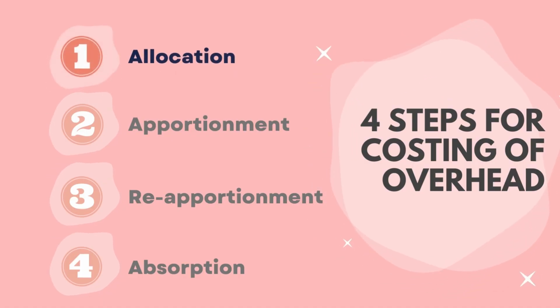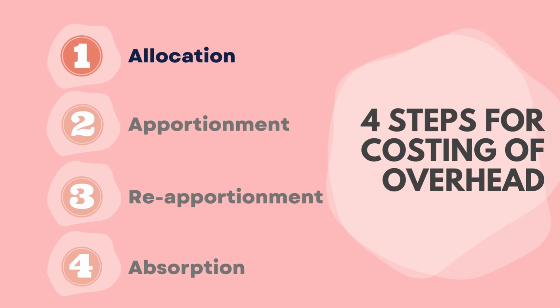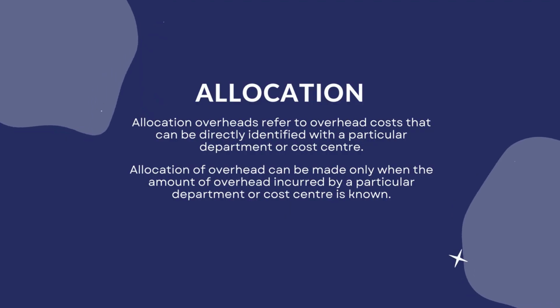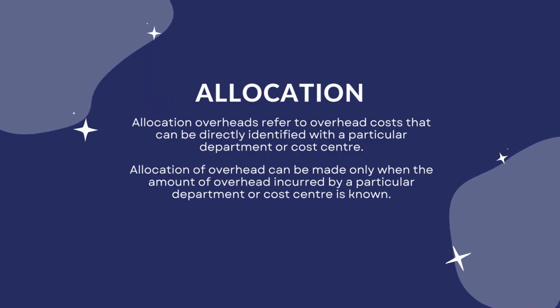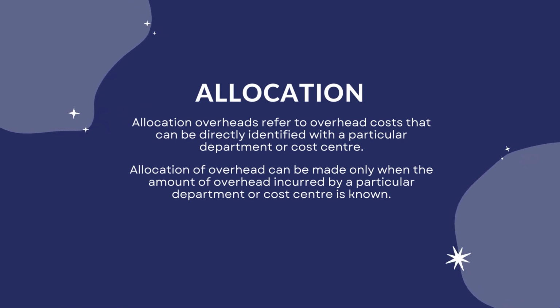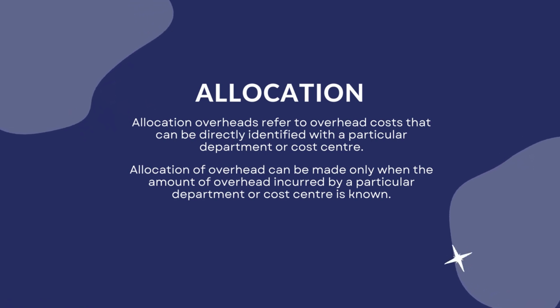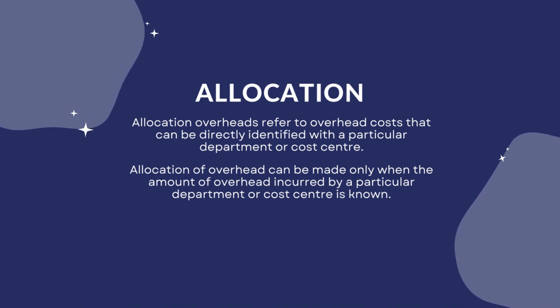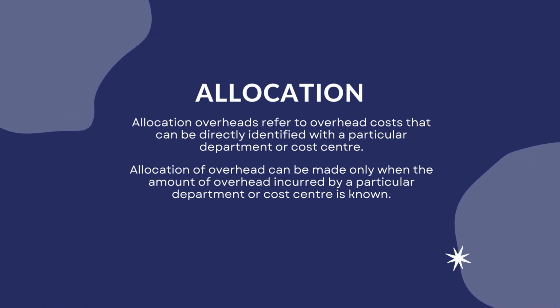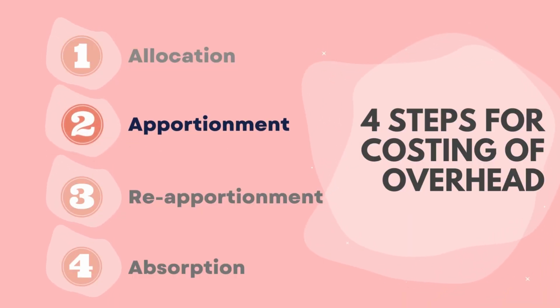Four steps for costing of overhead. First is allocation. Allocation overheads refer to overhead costs that can be directly identified with a particular department or cost center. Allocation of overhead can be made only when the amount of overhead incurred by a particular department or cost center is known.